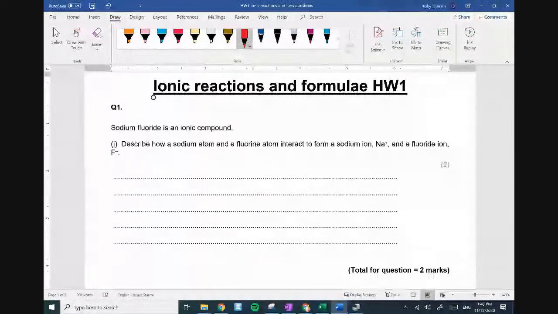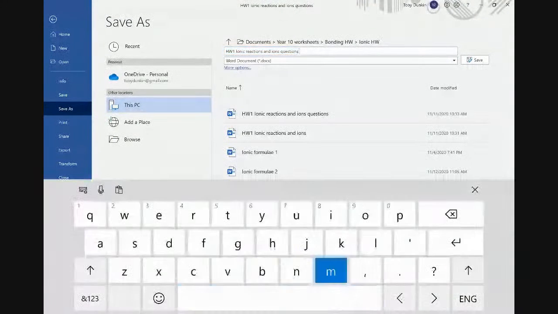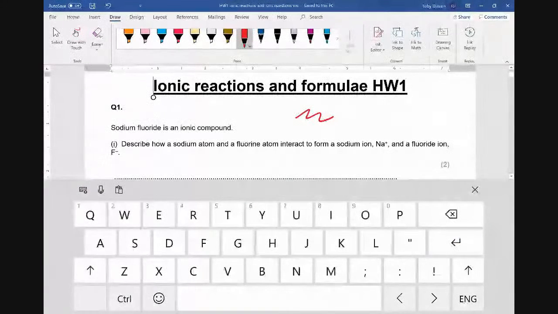I'll then try and remember to save this as the mark scheme rather than the questions. If I do that, it should then let me say save as. And I'm going to save it as the mark scheme. That way, at least I won't forget. Save. There we go. So that's now the mark scheme.